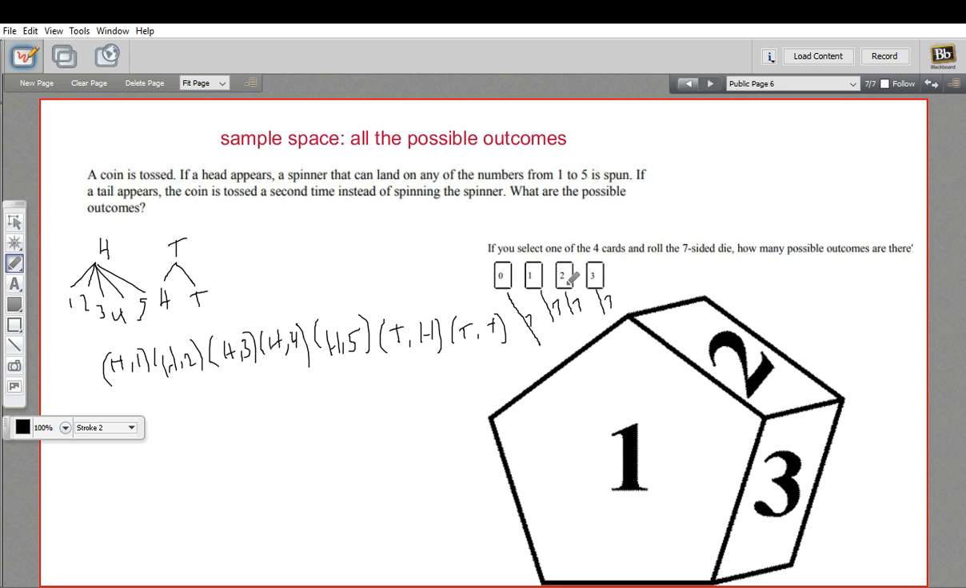If you've got 2 events that are linked here, you take the number of outcomes of the first one, the number of outcomes of the second one, and you multiply. And in this case, you get 28. So there are 28 possible outcomes. So that is a little work with sample space.